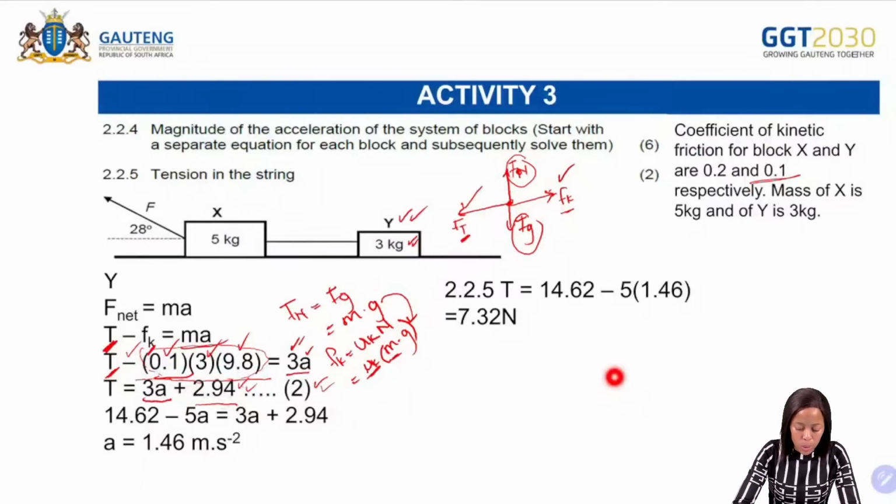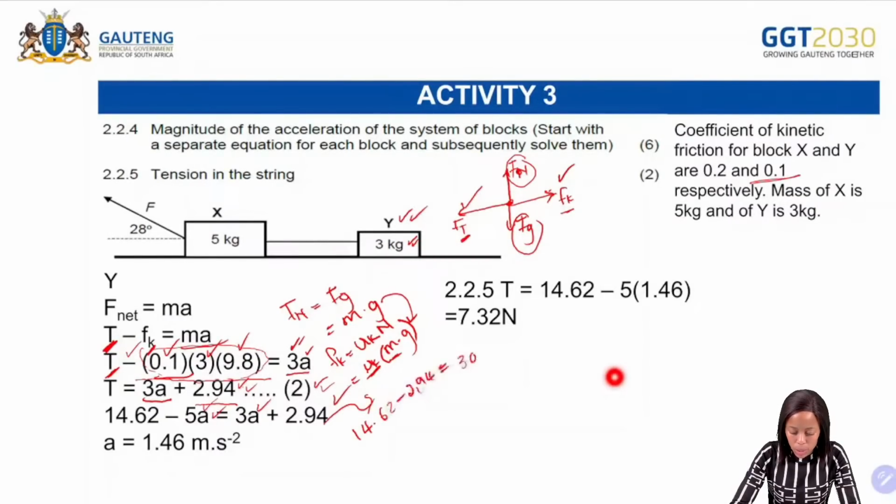From there, you are going to equate equation number 1 to equation number 2, or number 2 to equation number 1. How are you going to solve? You are going to put your like terms together. So from this step, it would be 14,62 minus 2,94.